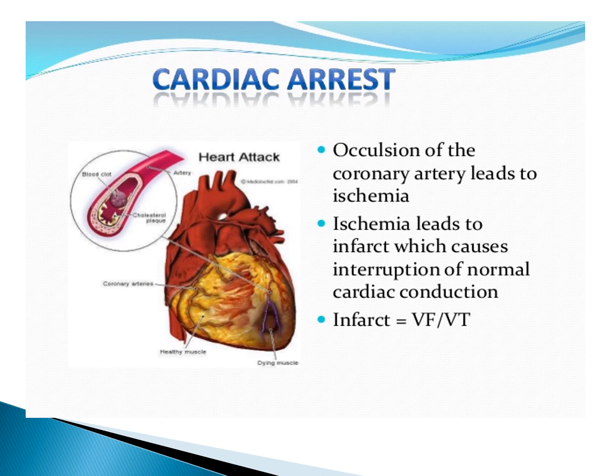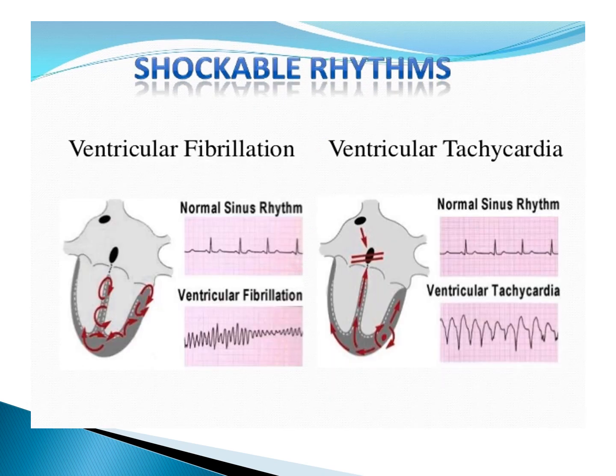If the ischemia is prolonged for a long time, what will happen? It results in a complete cut of blood supply to the myocardium. So infarction leads to ventricular fibrillation or ventricular tachycardia. So what are the shockable rhythms? Both ventricular fibrillation and ventricular tachycardia are shockable rhythms.